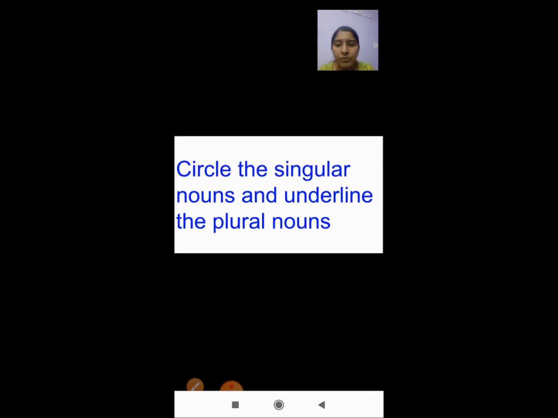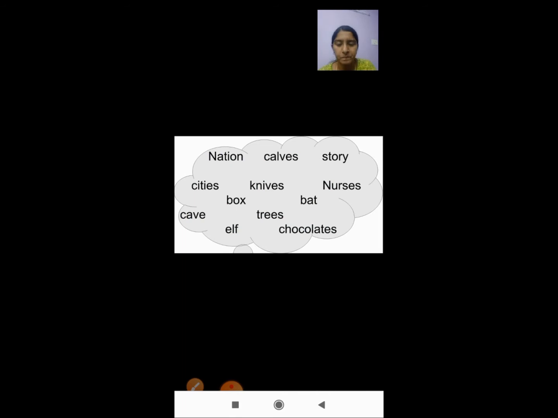Now, here just circle the singular nouns and underline the plural nouns. We are just going to circle the singular nouns. When it is representing only one thing, we call it a singular noun. And if it is representing more than one, that is 2, 3, 4, then we are going to represent it as a plural noun. Okay, here we are going to circle the singular noun and underline the plural noun.